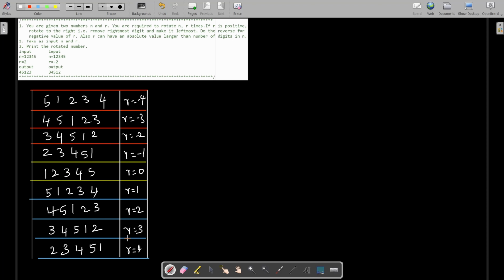If you want to do the fifth rotation, what is your fifth rotation? You have to remove the last one digit from the fourth rotation, and then it is 1, 2, 3, 4, 5. It is equal to your 0th rotation. So it is equal to your 5th rotation, and also equal to your 6th rotation, 7th rotation, 8th rotation, and again 9th rotation. If you want to do the 10th rotation, again it is equal to the 0th rotation only.